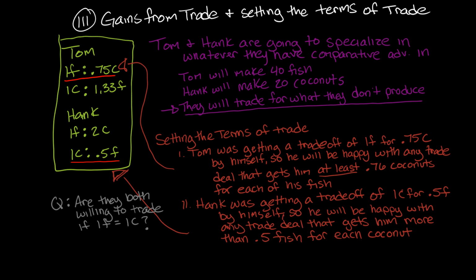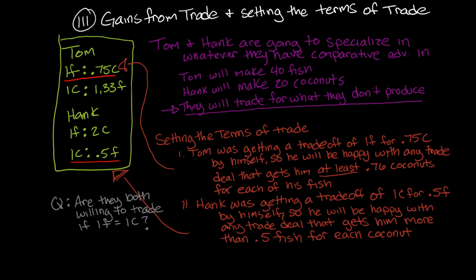So when it comes to finding terms of trade for Tom and Hank, it's actually relatively easy. In order to figure out what terms each of them are willing to accept when it comes to trade, we have to look back at the ratio of the trade-off between fish and coconuts that they were getting before they specialized. So we can see in this scenario that when he was producing fish and coconuts by himself, Tom had a trade-off of 1 fish for 0.75 coconuts.